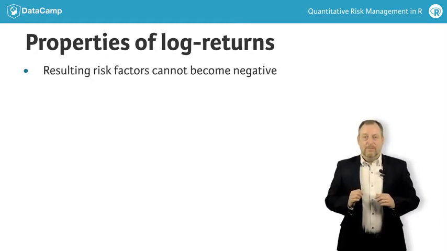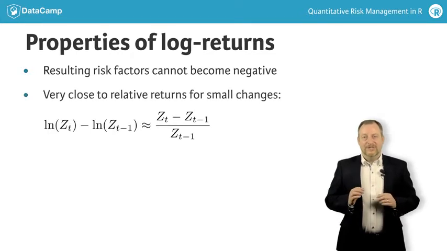However, some risk factors can become negative under unusual market conditions, an example being short-term interest rates. Log returns are in fact very close to relative returns for typical values. It can be shown with some algebra that log of z_t minus log of z_{t-1} can be approximated by (z_t minus z_{t-1}) divided by z_{t-1}.